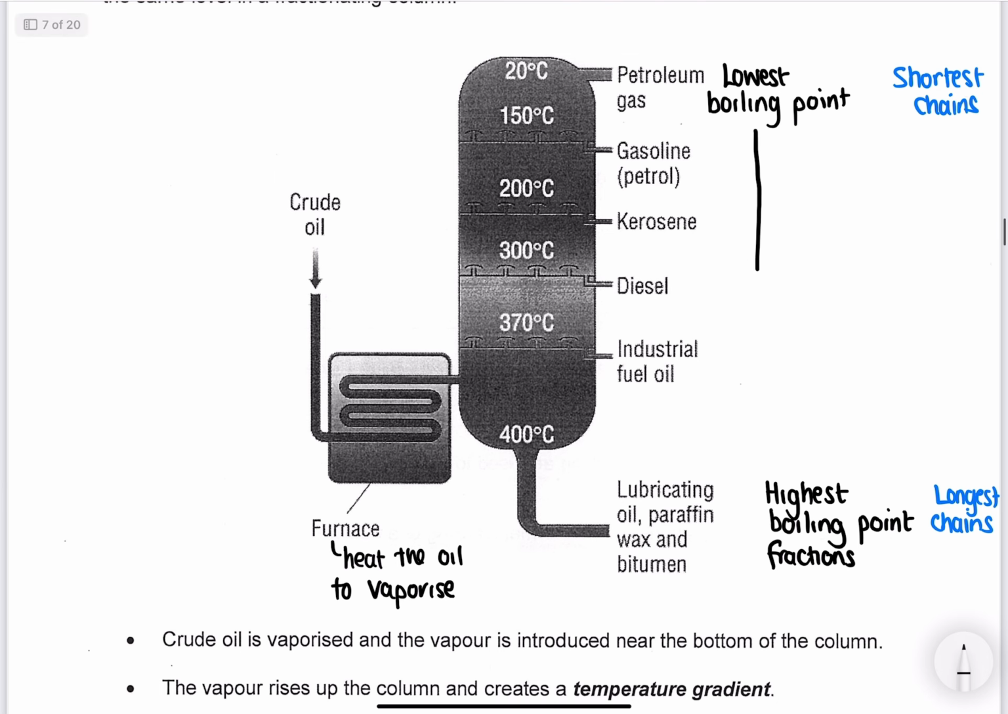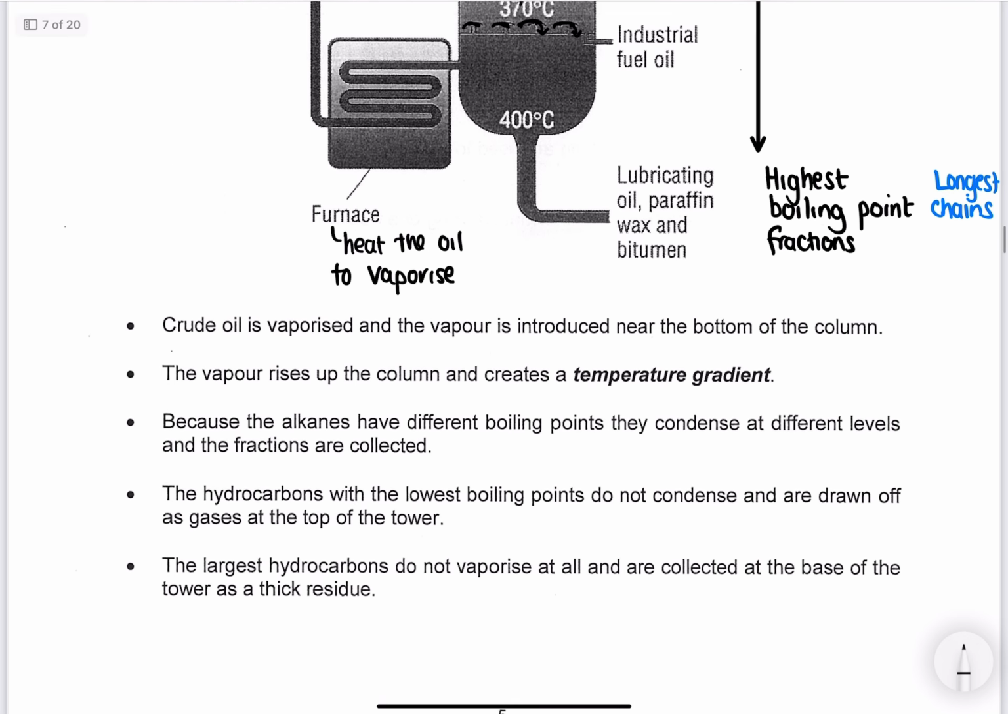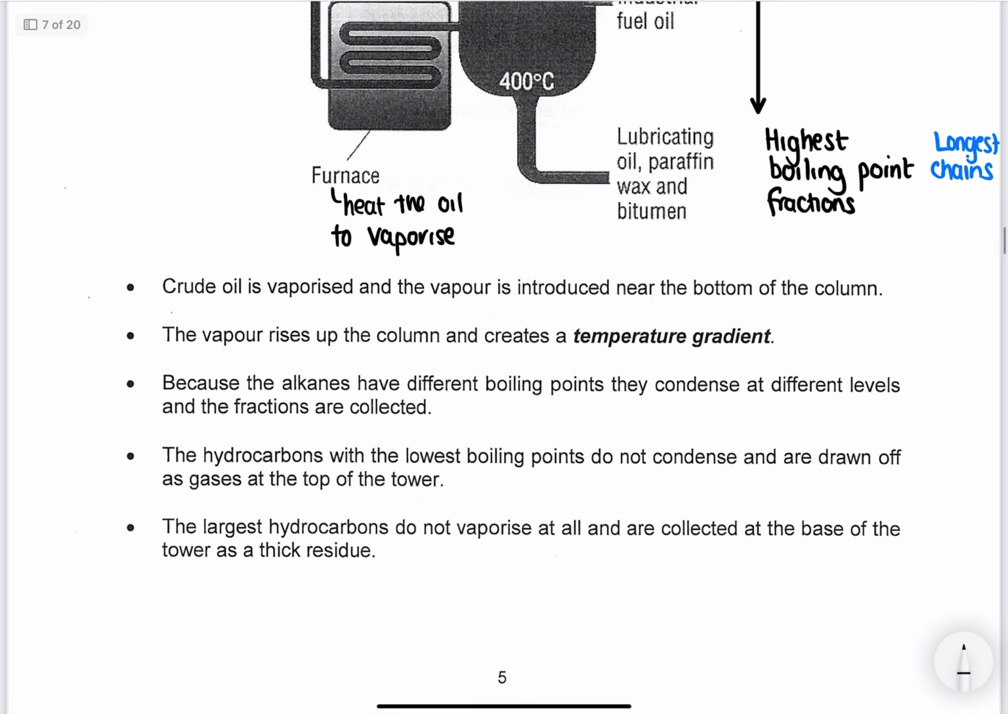Okay, so our temperature gradient is increasing as we go down, or decreasing as we go up. So what happens is the gases rise and they hit these little caps. Now, if these little caps are the right temperature for the particular thing to condense, turn back into a liquid, it will hit the little cap and it will drop into the trays. And then we'll tap it off. If it remains a gas, it just continues rising up until it hits its boiling point and condenses out of the trays. So crude oil is vaporized and the vapor is introduced near the bottom of the column.